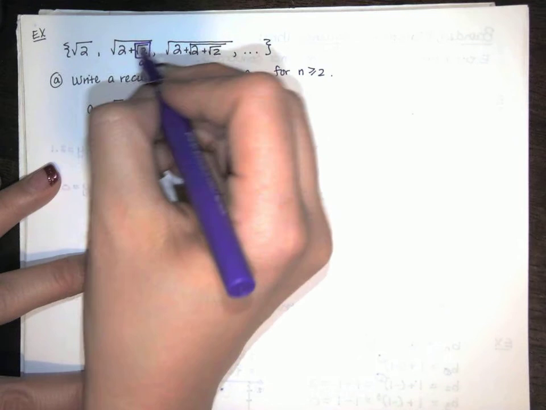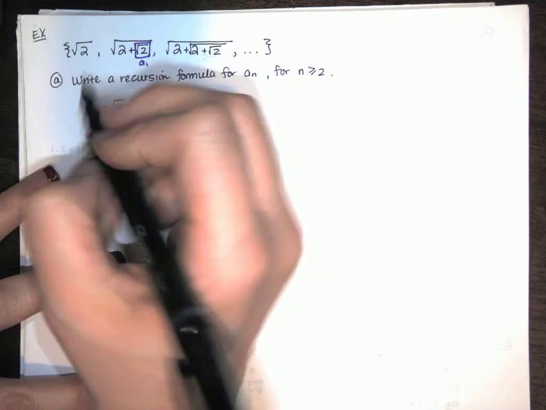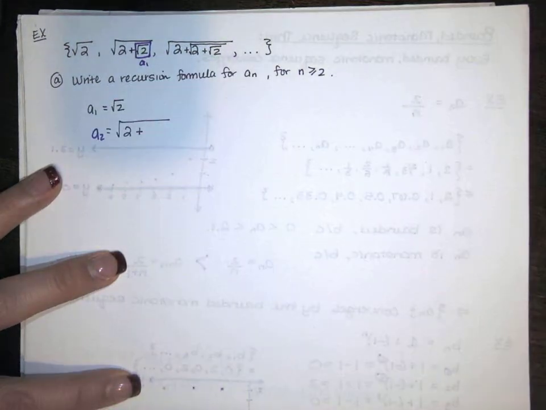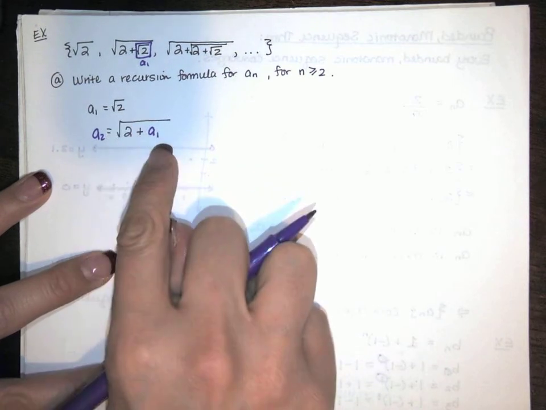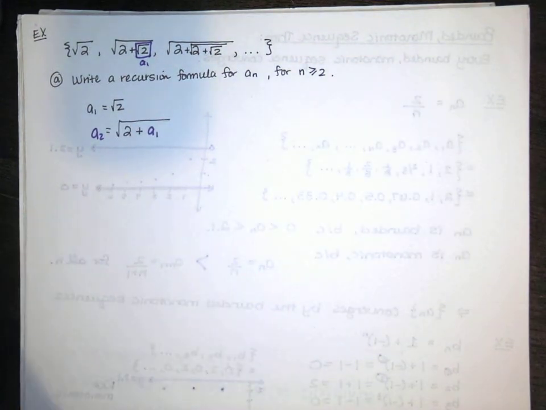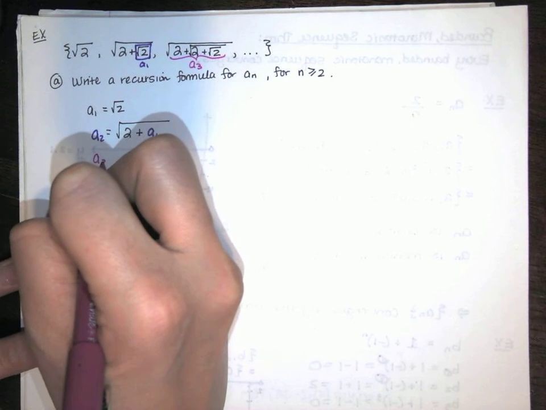So I think a sub 2, that's that whole thing, is the square root of 2 plus a sub 1. Because if I replace that a sub 1 with the square root of 2, I get a sub 2, so that works. Let's see if the same is true for a sub 3. A sub 3 is right here. Can I use this same formula?